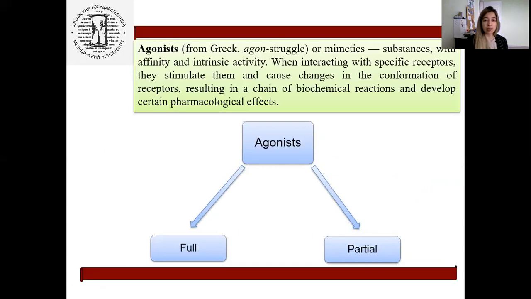And now, which agonists can be? Agonists, or they are also called mimetics, are substances which have affinity and intrinsic activity. When interacting with specific receptors, they stimulate them and cause changes in the conformation of the receptors, resulting in a chain of biochemical reactions and developing certain pharmacological effects. They can be full agonists or partial agonists. Full means that the effect will be the same as the natural neurotransmitter produces. And partial means the effect will happen, but not that big. It can be less, or not all the receptors will be activated. So only part of the effect will happen.